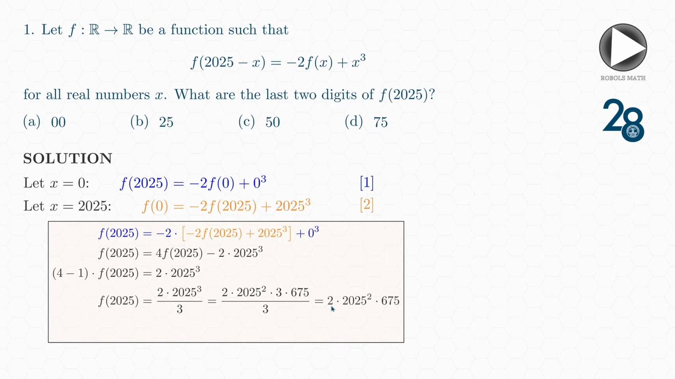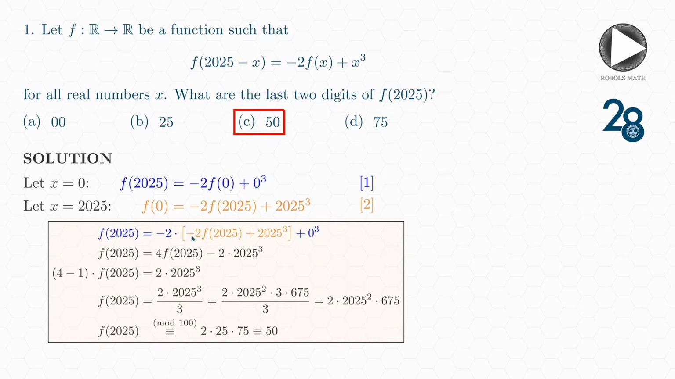And since we're only looking at the last two digits, we can actually work in modulo 100, which means that we're just looking at the last two digits of each factor right here. If we do that, the first one is 2. The second one is 2025 squared, which is 25 squared, which ends in 25. And the last term is 75. Multiply everything and then just look at the last two digits to get that the last two digits are 50. Okay, so the last two digits are 50, and the answer is letter C.